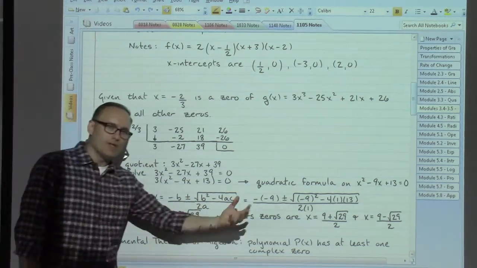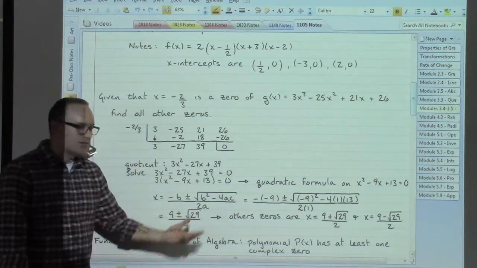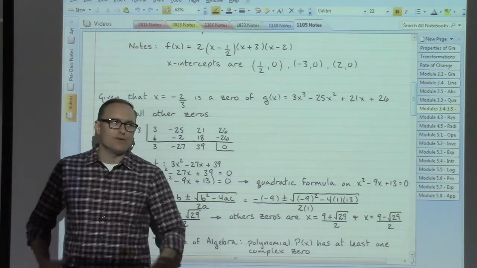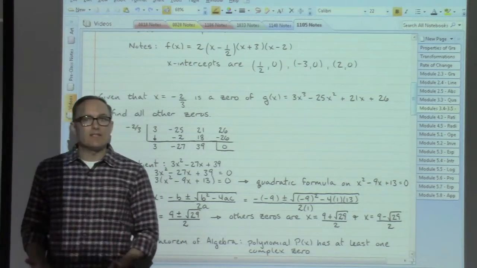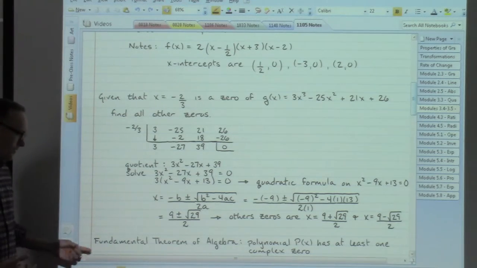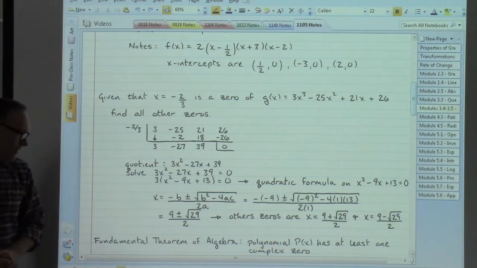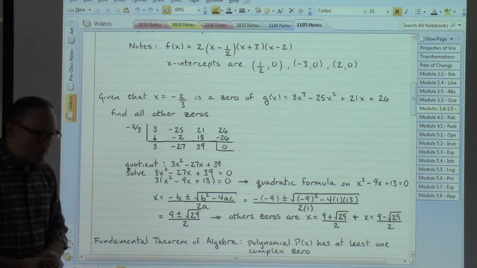And this is still not all that we might be interested in. This is just zeros and factors. What else maybe is there going on? Well, you see you've got this thing at the bottom here peeking up. The fundamental theorem of algebra.